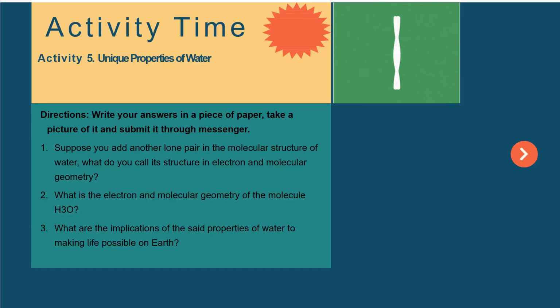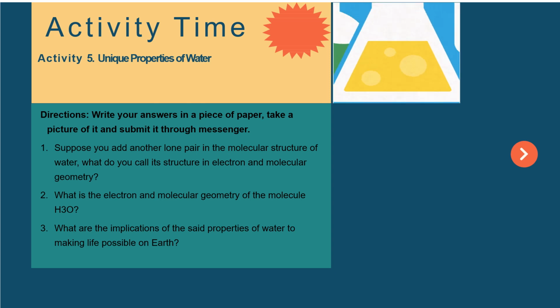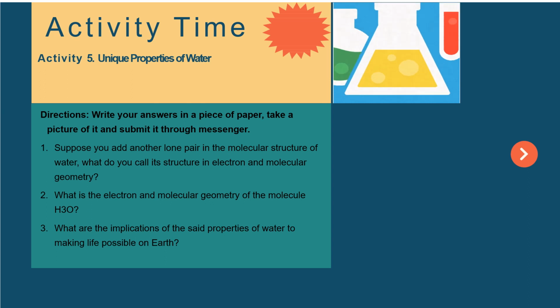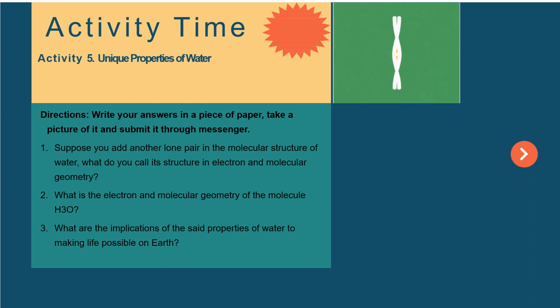So for your simplified activity for this video, it's Activity 5, unique properties of water. The same directions. For number 1, suppose you add another lone pair in the molecular structure of water. What do you call its structure in electron and molecular geometry? And number 2, what is the electron and molecular geometry of the molecule H3O? And lastly, for number 3, what are the implications of the said properties of water to making life possible on Earth?